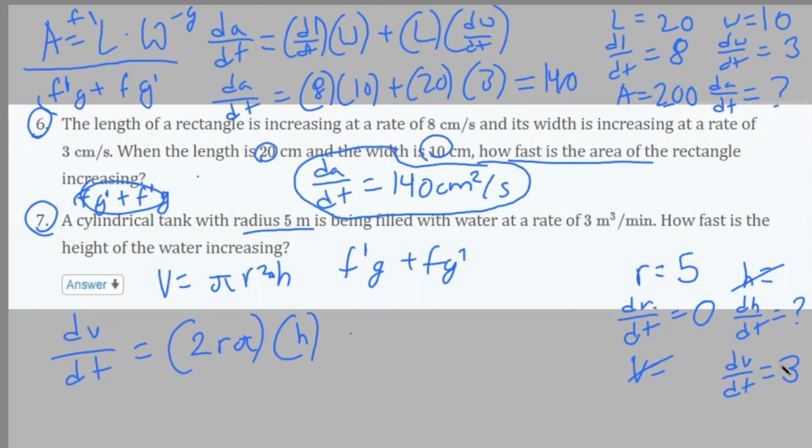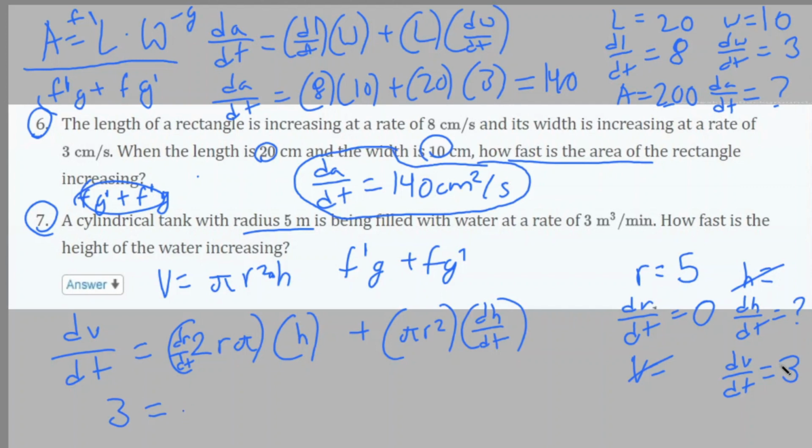And now on this side, oh, actually, we have a dr dt as well. dr dt times 2 pi r times h. And then on the right side, we're going to have f, which is going to be pi r squared, multiplied by the derivative of h, which is going to be dh dt, which is what we don't know. Now we're left with this kind of long equation. Let's start plugging in stuff we know. So we know dV dt is equal to 3.